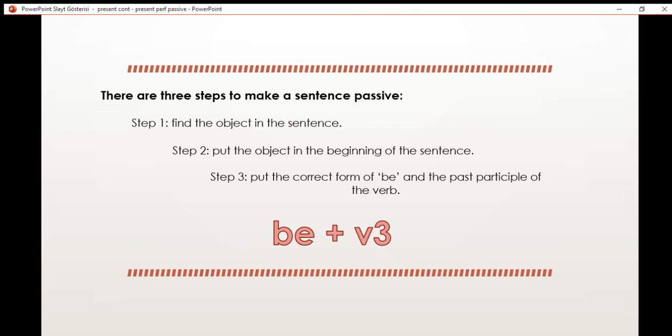And there were some steps, right? So step 1, we find the object. Step 2, we put it in the beginning of the sentence where in an active sentence a subject is. And step 3, we put the correct form of be and the past participle of the verb. Past participle of the verb means the third form of the verb.